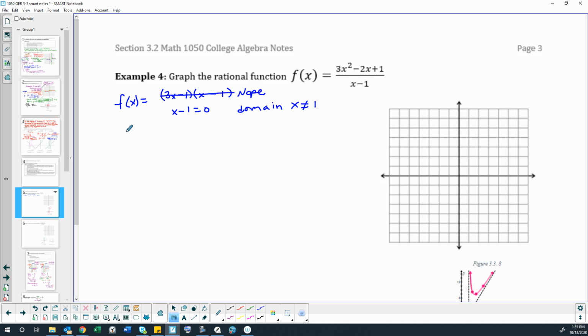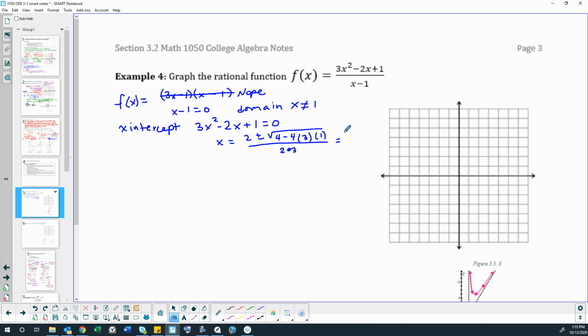Let's do x and y-intercepts. So for our x-intercept, we will set our numerator equal to 0 and solve. Now we already know it doesn't factor, so we'll have to use the quadratic formula. So x equals negative b plus or minus the square root of b squared minus 4ac, all over 2a. Oh, that was a little off tune, sorry. B squared minus 4ac all over 2a.